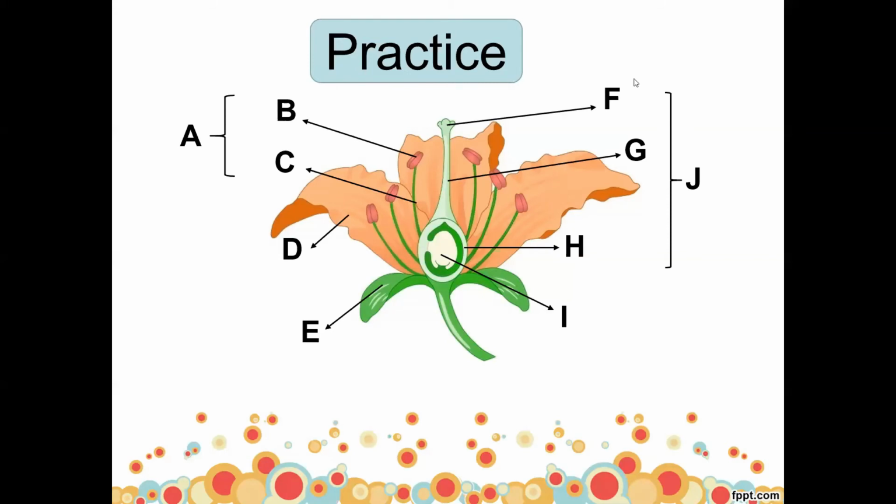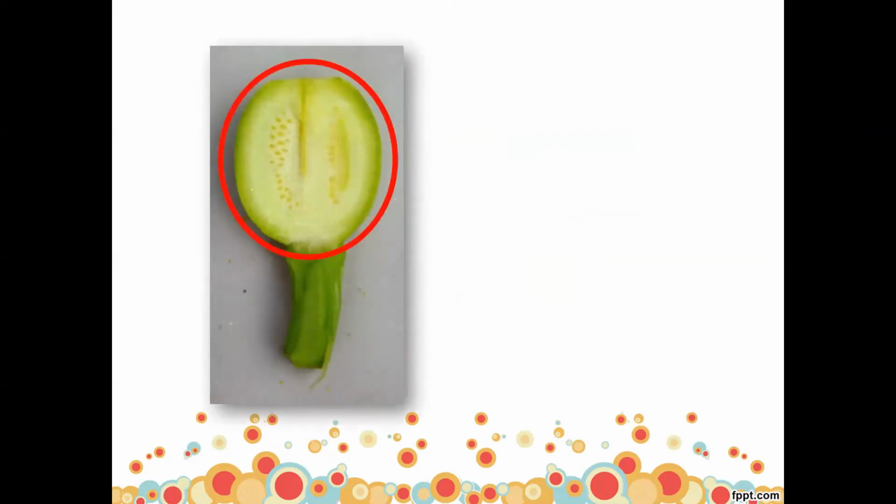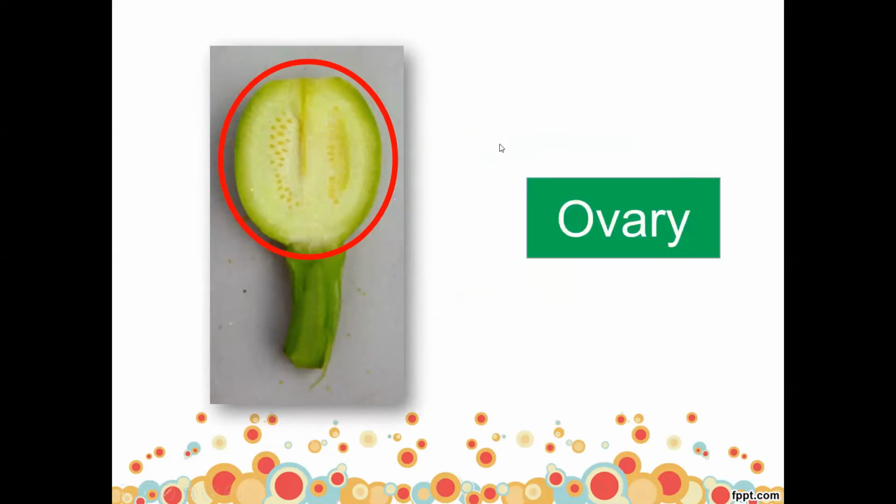Okay, let's go on with our next part of the lesson. Another practice. Those who want to answer, you can all answer together. What part of flower is this? Ovary. Very good. This is the ovary. You can unmute your mic if you want to answer. Okay? Next.